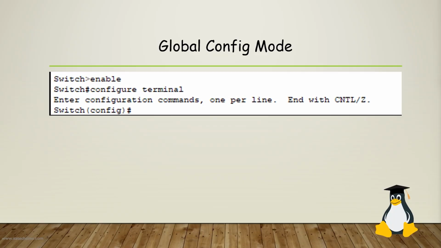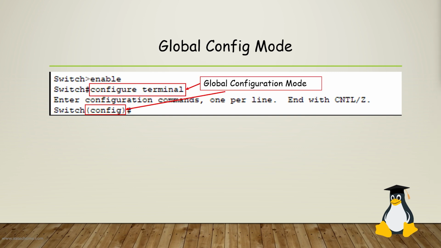Now, in order to make changes to a switch or a router's config file, you'll need to enter what's called global config mode. To do that, you go from user mode by hitting enable. In privileged mode, you use the command configure terminal, and that moves you into what's called global configuration mode, which is demonstrated by the word config in front of the host name. In this case, config in front of switch.